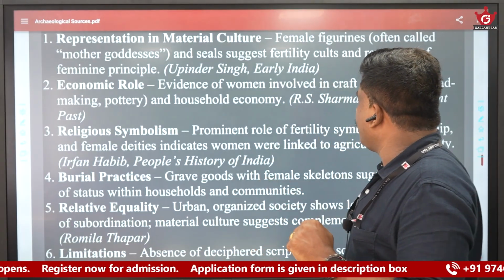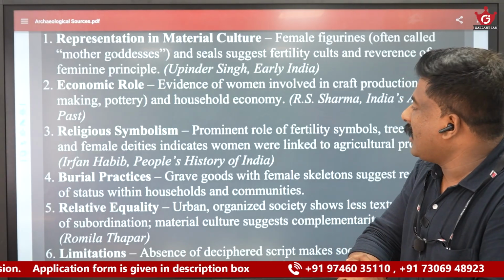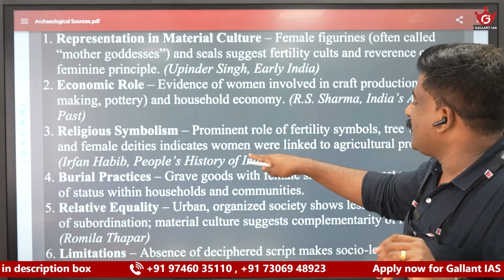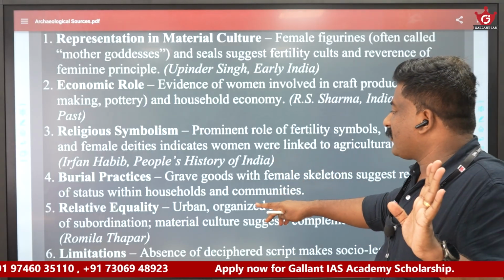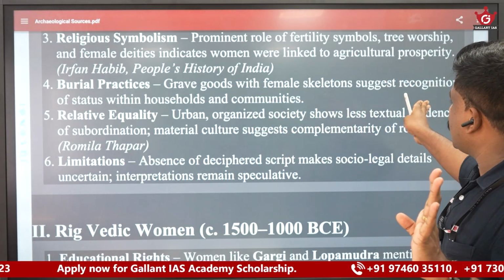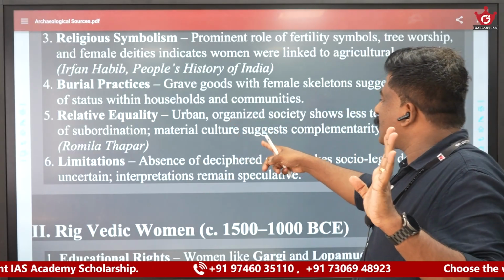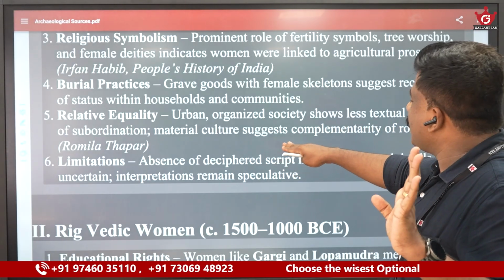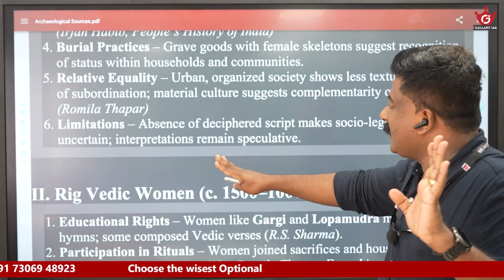Economic role: women were involved in craft production, pottery making and the household economy, according to R. S. Sharma. Religious symbolism: the prominent role of fertility symbols, tree worship and female deities all indicate women linked to agricultural prosperity, according to Irfan Habib. Burial practices: grave goods with female skeletons suggest recognition of status within the household and communities. Relative equality: the urban organized society shows less textual evidence of subordination. Material culture suggests complementary roles of women, according to Romila Thapar.